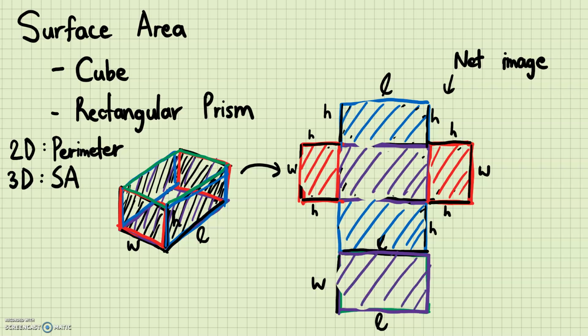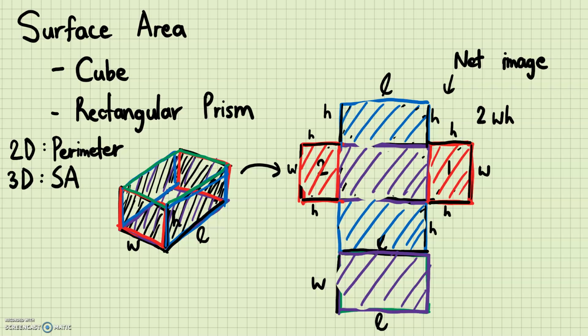So the red area is going to be W times H, right? W times H. That's how you find the area of the rectangle. But there are 2 of those. There's a rectangle here, there's a rectangle here. So you have to do W times H times 2.